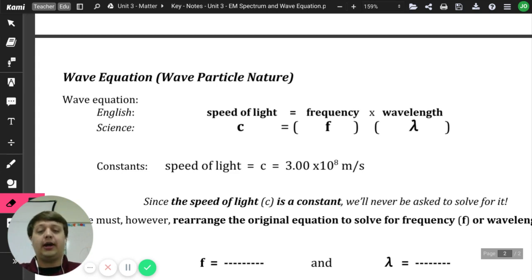Here I've got our speed of light equation. We've got speed of light, which is represented by the letter C. We've got frequency, which is represented by the letter F. And we've got wavelength, which is represented by lambda. So I've got these three symbols that I'm going to use to represent those three things.